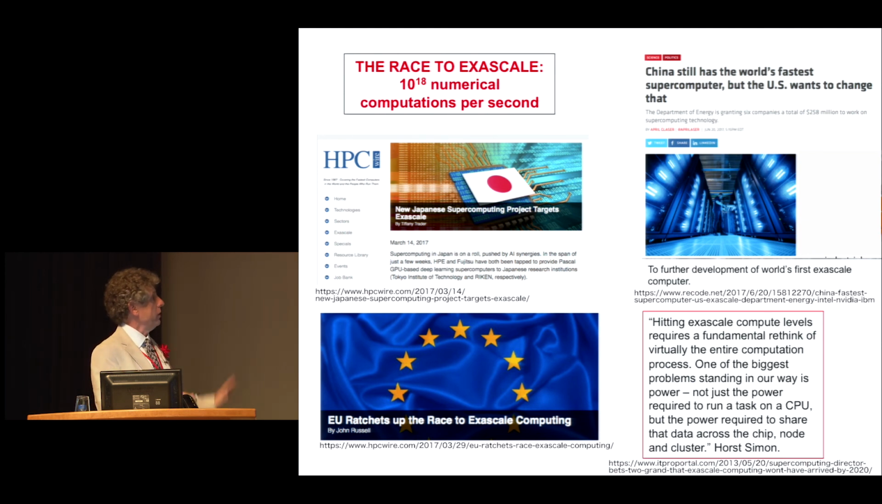So Japan is certainly right in the forefront of research. Tokyo Institute of Technology and RIKEN are developing Japanese supercomputers for exascale. In the European Union, they're putting a lot of funding into exascale computing. Currently, China has the world's fastest supercomputer, but it says here the US wants to change that. So again, the US is putting lots of money into exascale computing.